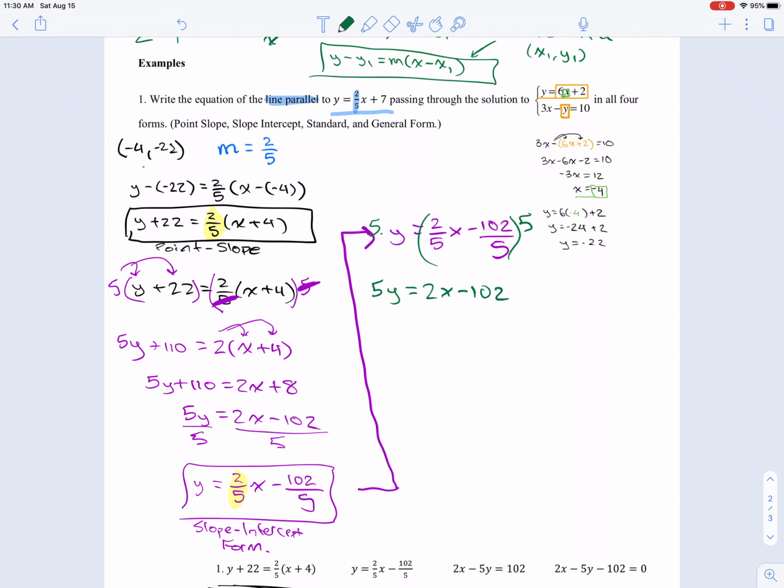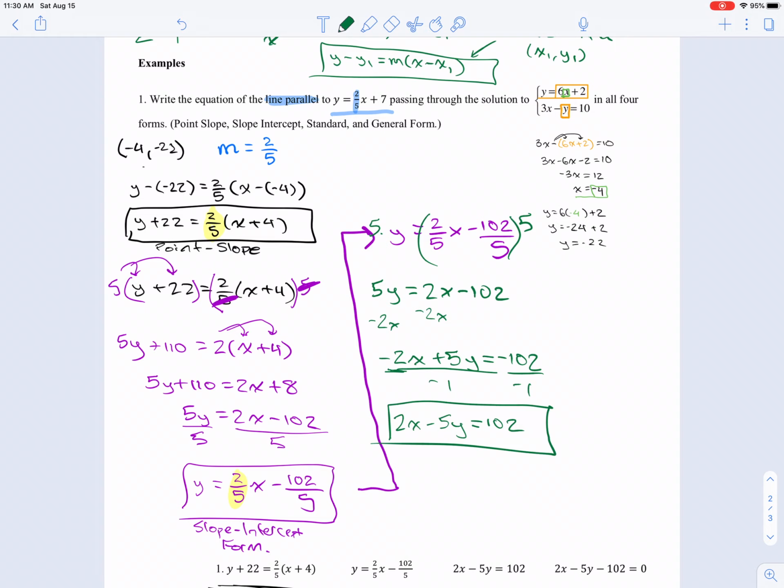And here's where you have to be careful. If you were to scroll back up, the number in front of x has to be positive. So if I subtract 2x over, I get negative 2x plus 5y equals negative 102. But standard form requires that the a value in front of x be positive. So I'm going to divide everything by negative 1. And that is my standard form.